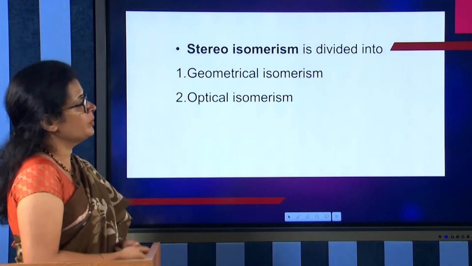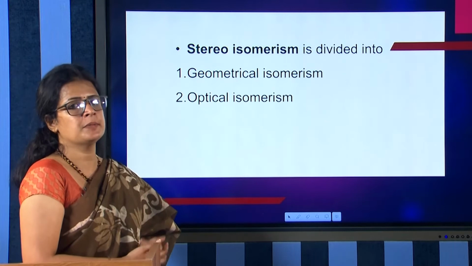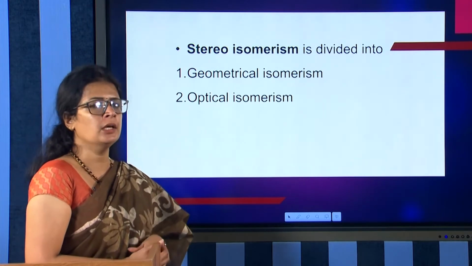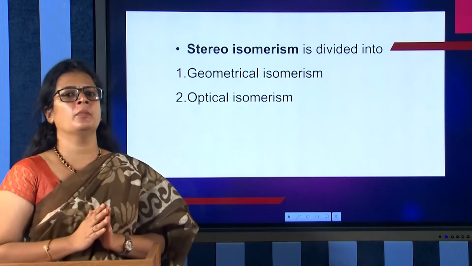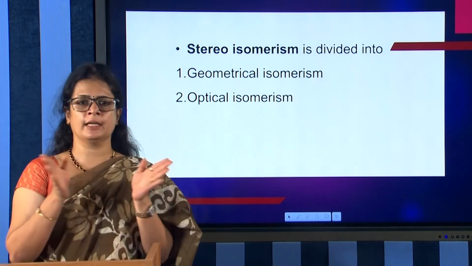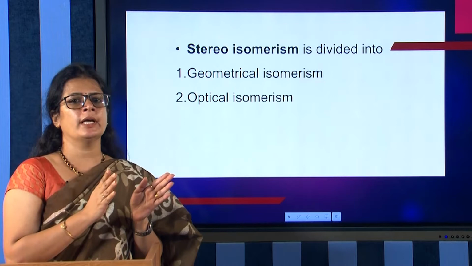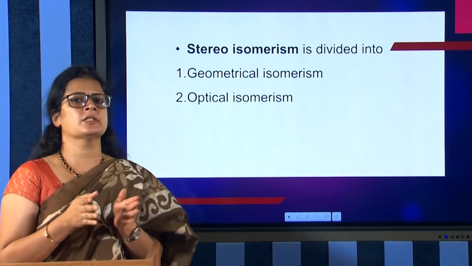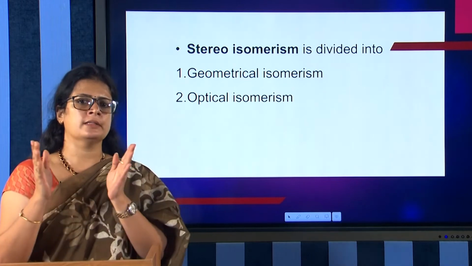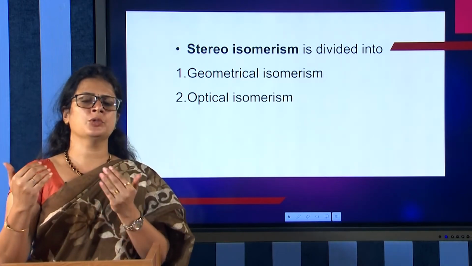And stereoisomerism is further divided into two types, that is geometrical isomerism and optical isomerism. So, isomerism in coordination compounds is broadly classified into structural isomerism and stereoisomerism, and we have different classes of structural isomerism, and stereoisomerism is further divided into two types.